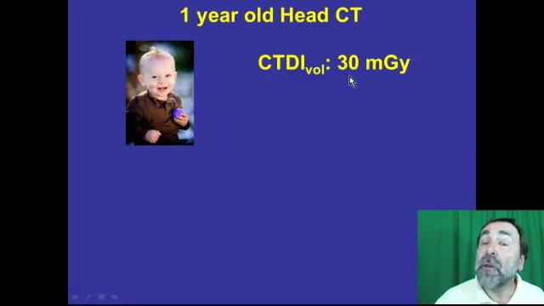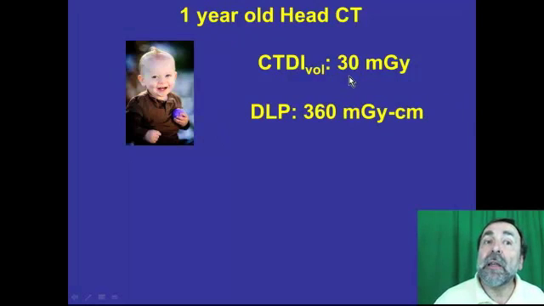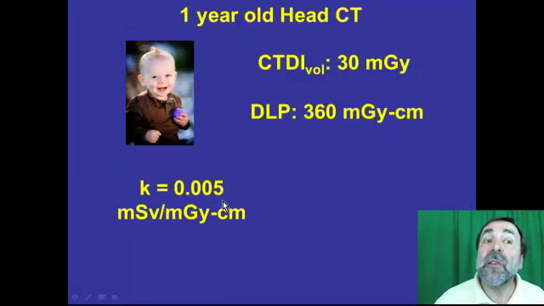might have been 30 milligray. The DLP might well have been 360 milligray centimeters. Notice that the K factor for a child is different from the K factor for an adult. Here it is 0.005 millisieverts per milligray centimeter, and the bottom line effective dose is 1.8 millisieverts.